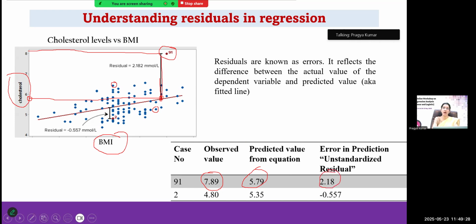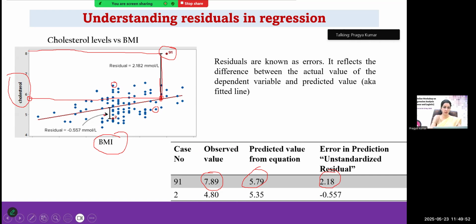And this is your unstandardized residual, meaning the raw residual. You can say raw or unstandardized. Remember, in the case of chi-square also, we understood the concept of unstandardized versus standardized. Here also there is a concept of unstandardized and standardized. Unstandardized means it is the raw residual, the difference between the actual and predicted.